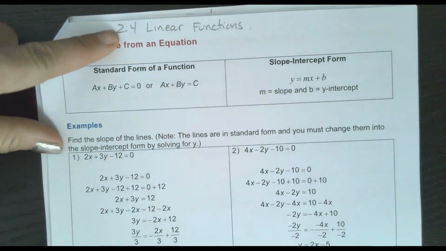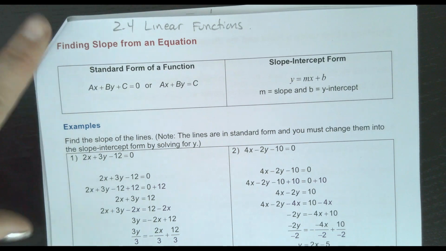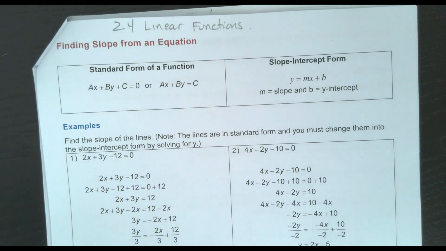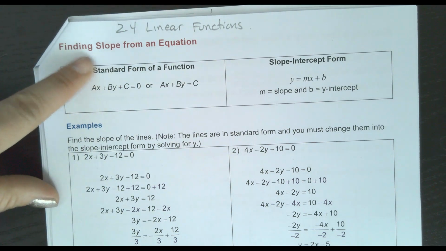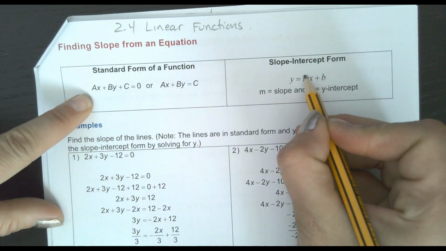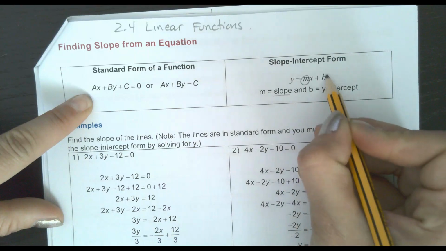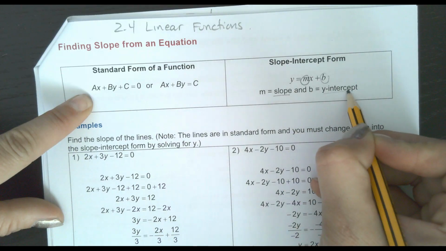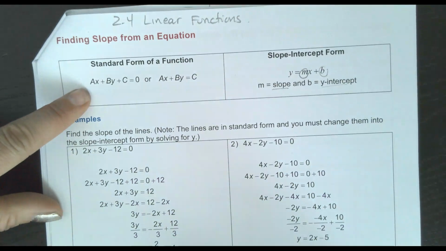We're still doing 2.4 linear equations. So if you're given an equation, you have to find the slope. So we have standard form, which looks like this. And then we have slope-intercept form. So you can see that m is the slope and b is the y-intercept. Okay? So we have two different forms for linear equations.